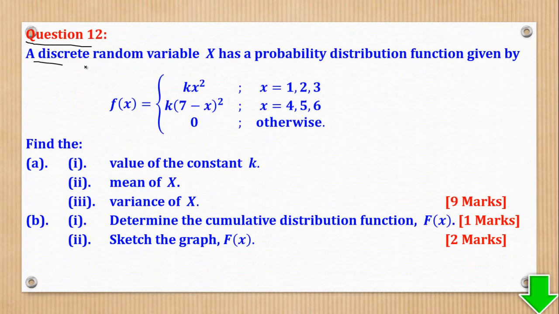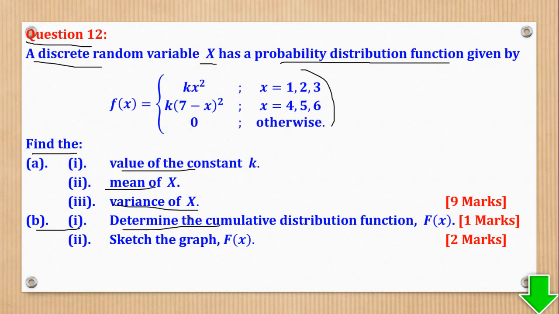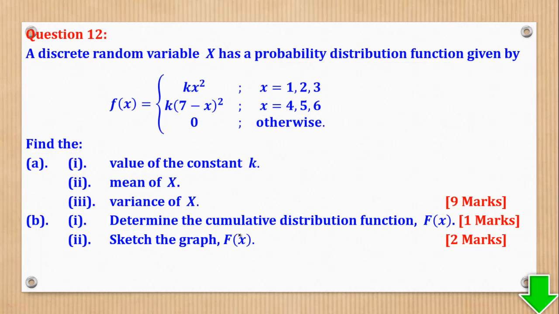Question 12 says, a discrete random variable capital X has a probability distribution function given by this. Find part A Roman 1, the value of the constant k, the mean of x, the variance of x. And part B, determine the cumulative distribution function and sketch the graph of capital Fx. So let's start with part A, Roman 1.